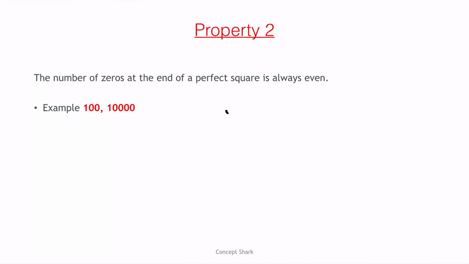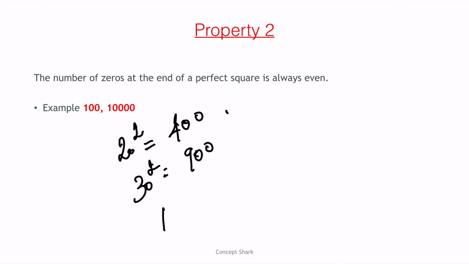Property number 2. The number of zeros at the end of a perfect square is always even. Remember that if a square number ends with 0, it will always have an even number of zeros. For example, 20 square is 400, 30 square is 900, 100 square is 10,000. Look at all these numbers.